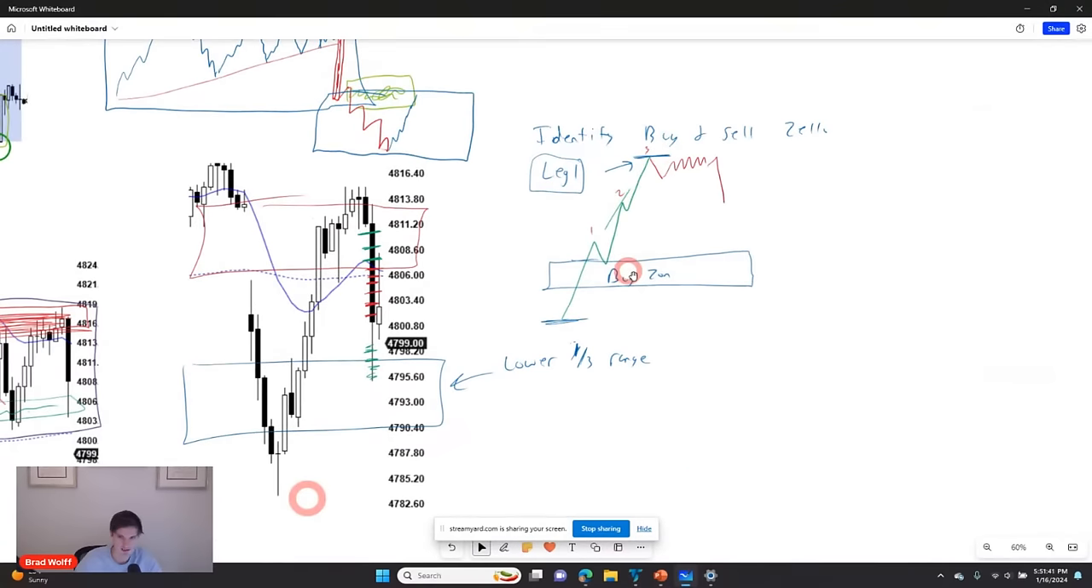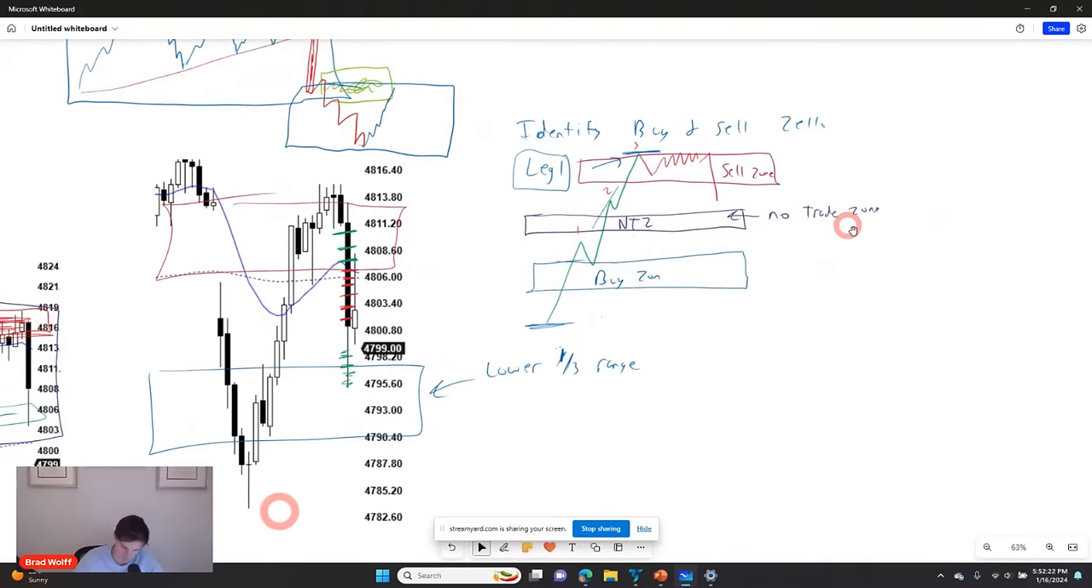So if we look back to this area over here, there's the buy zone. We'll make this area up here the sell zone, which means some area in here is going to be the NTZ, no trade zone. Just don't trade there.